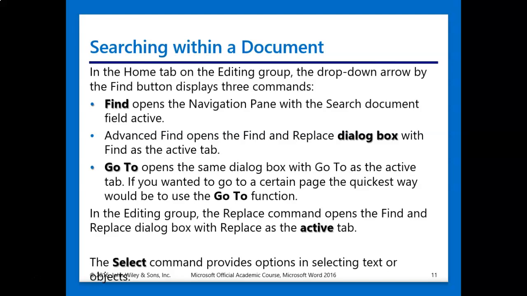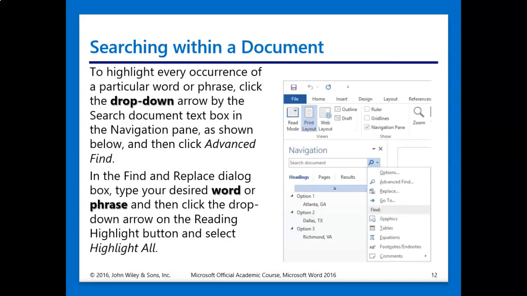And in the Editing group, the Replace command opens the Find and Replace dialog box with Replace as the active tab. So when you go to Find and Replace, you'll see two tabs, Find and then Replace. You just click on whatever tab that you are trying to use, okay? And then the Select command provides options in selecting text or objects.